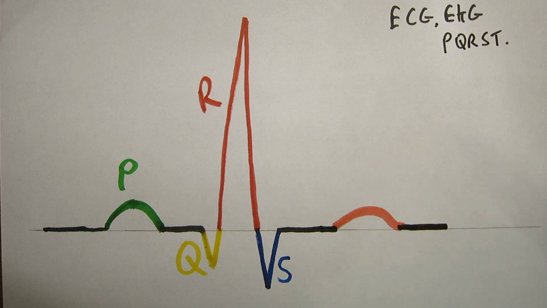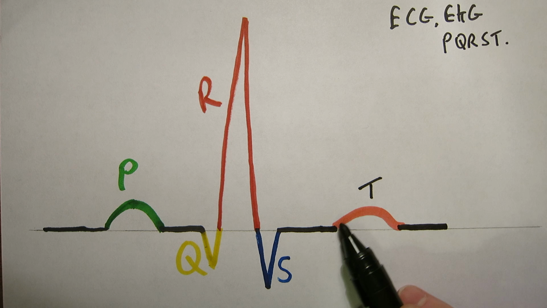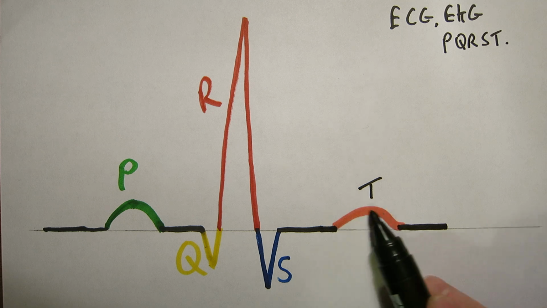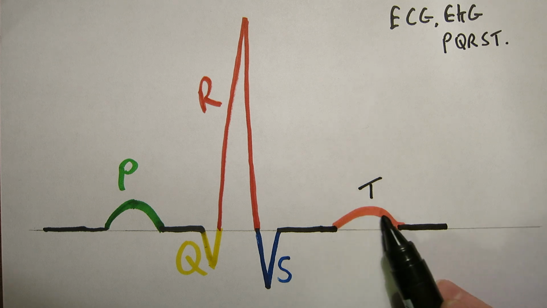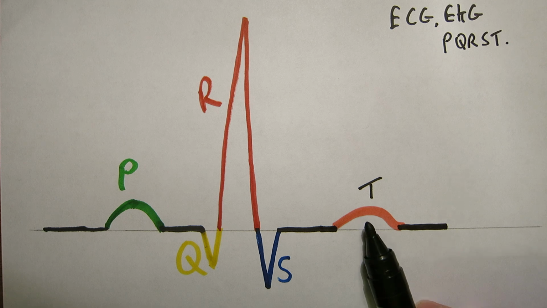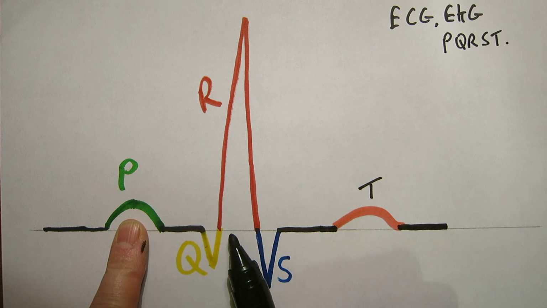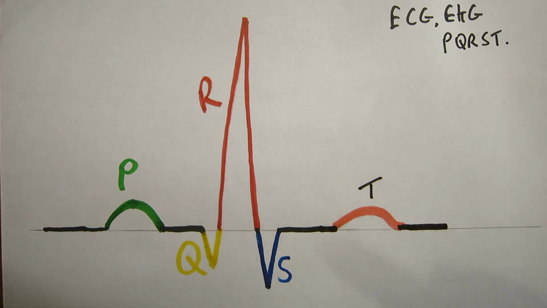And then the T wave is the electrical activity as detected on the surface of the body that occurs as a result of ventricular myocardial repolarization. So this is the repolarization wave. Now there is a repolarization after the P wave, but we don't see it because it's buried in the QRS complex. It is inside the QRS complex.